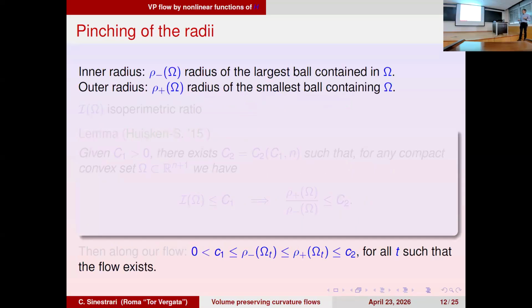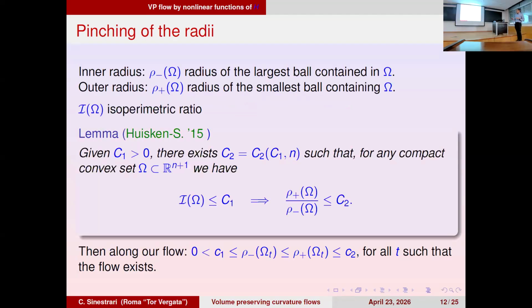So we have a monotonicity of the isoperimetric ratio, and then we can use a lemma that Wisken and myself proved in another context, and it deals with inner and outer radius. So omega is the region enclosed by our surface. Well, it's a standard notion in convex analysis.